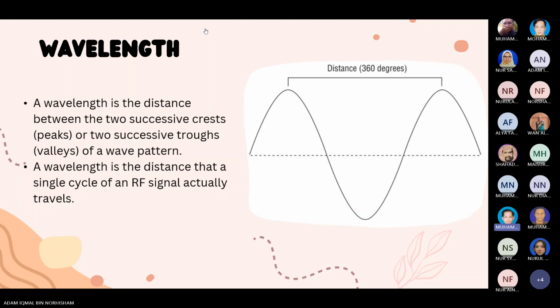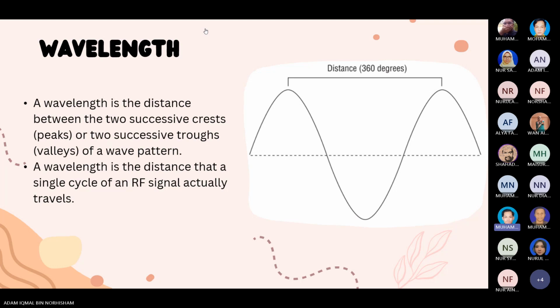So saya akan present untuk wavelength. Okay, untuk wavelength is the distance between two successive crests, which is peaks, or two successive troughs, which is valleys of a wave pattern. Okay, jadi untuk wavelength ni, dia maksud dia jarak antara dua peaks. Peaks tu maksud dia puncak. Kalau kita tengok graf ni, dia positif, maksudnya yang kat atas ni. Maksudnya peak lah. So untuk valley yang bawah ni lah, yang negatif ni.